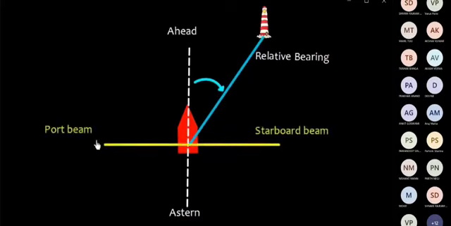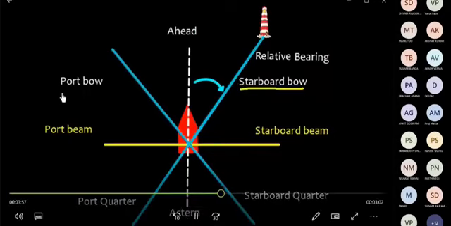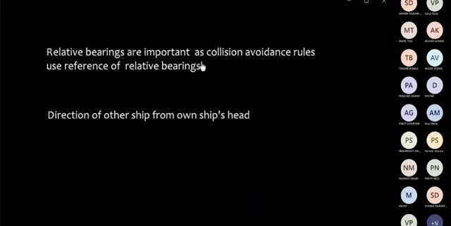This one is called starboard beam. This one is called port beam. Well, 45 degrees to this, this is called starboard bow, and this is called port bow. Similarly, this is called starboard quarter, and this is called port quarter. So relative bearings are important as collision avoidance rules use reference of relative bearing. Basically, these relative bearings are the direction of other ship from one's own ship's head.